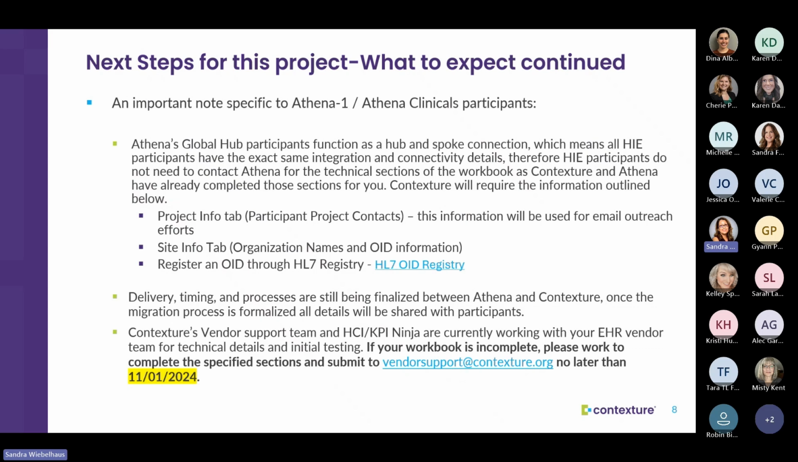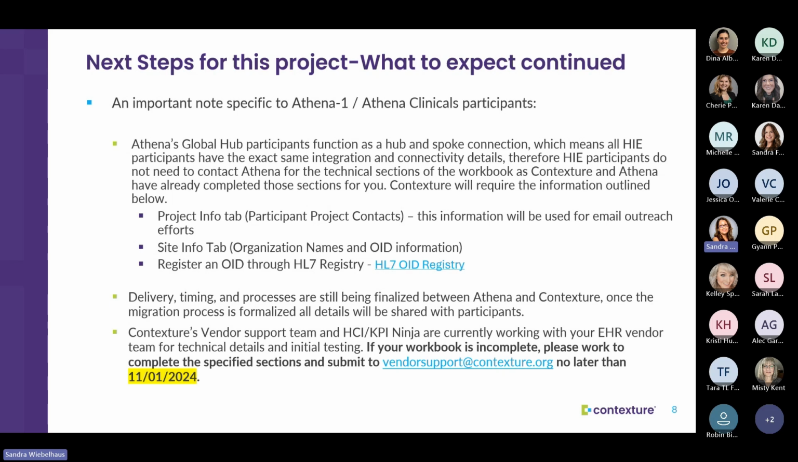The delivery, the timing, and the processes are still being finalized between Athena and Contexture. And so once the migration process is completely formalized, those details will be shared with the participants, and that's the reason we need your email information. What that means here is that David is working with Athena. What we don't know yet is if they're going to require you to enter a ticket with them or a case with them. That's information that they're still working on over at Athena internally. So there may be a need for you to enter a request, but until that's formalized, we're going to leave it like that for now. We'll reach out to you if you require a ticket with them.